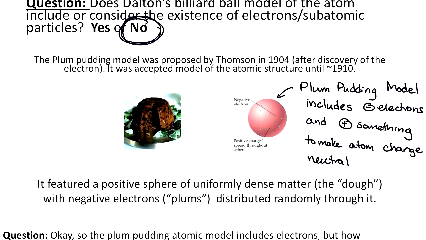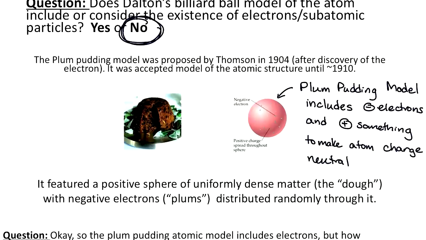What does that mean about Dalton's billiard ball model? Is that true? Does Dalton's billiard ball model include electrons in it? No, so that means Dalton's billiard ball model is wrong. And that is how scientific progress happens, that we have these models that we think match what the observations we see, but then some crazy experiment and observation is made that goes against what the current model is. So the model must change, and that's exactly what happened. Once electrons were discovered, Dalton's billiard ball model had to change.